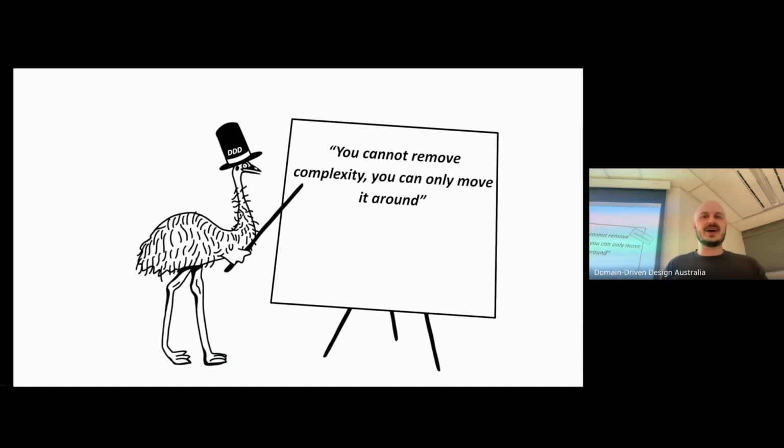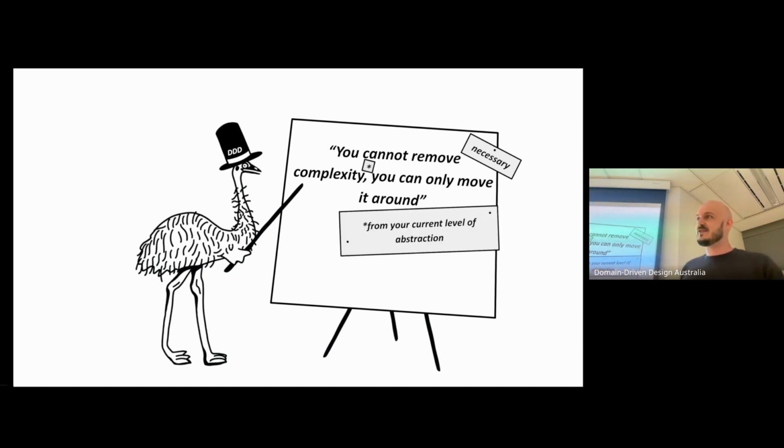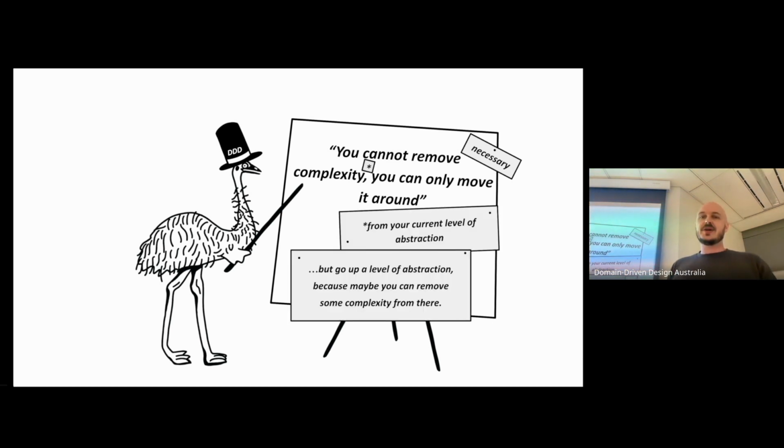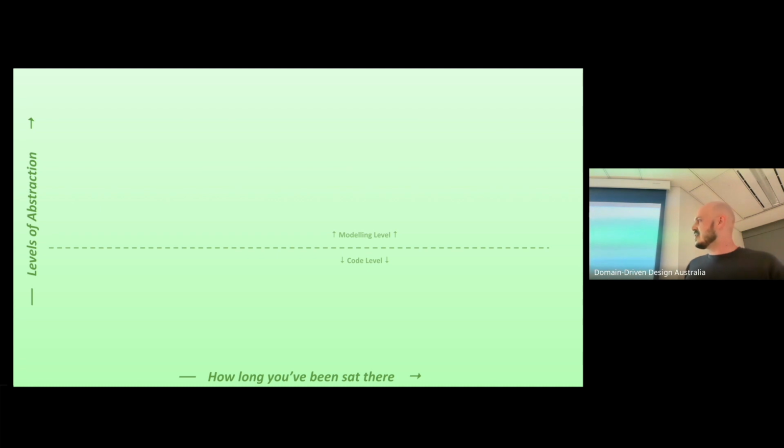So you can't remove necessary complexity from your current level of abstraction, but go up a level because maybe you can remove some of the complexity from there. I can see you all like that. So yes, it is horrifically uncatchy, but it does provide a decent overview of what I believe we've achieved in that e-commerce example. But maybe a visualization is better.